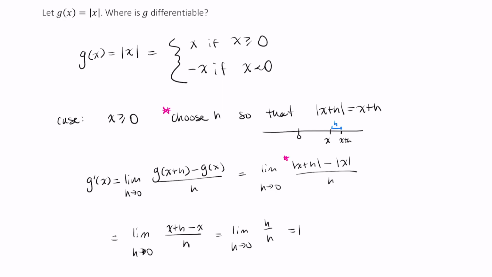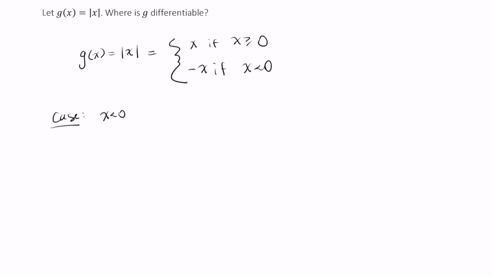Okay, now let's take a moment to look at the other case. That is the case where x is less than 0. All right, so x is less than 0, and we're going to choose x plus h again so that x plus h is still less than 0. And again, to see this on a number line, here's x, and we're picking our h small enough so that when we get to x plus h here, it's still less than 0. All right, so we can apply the limit definition again.